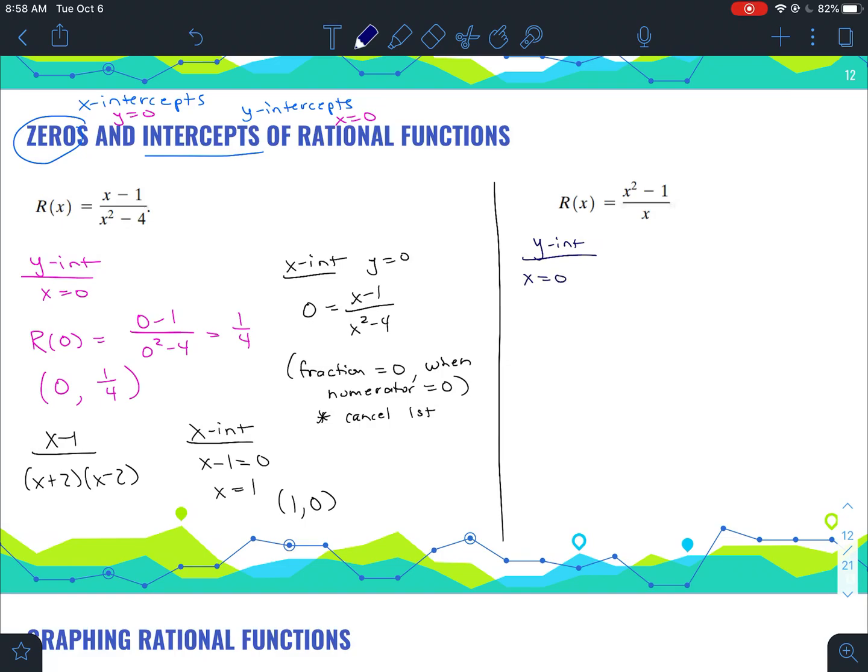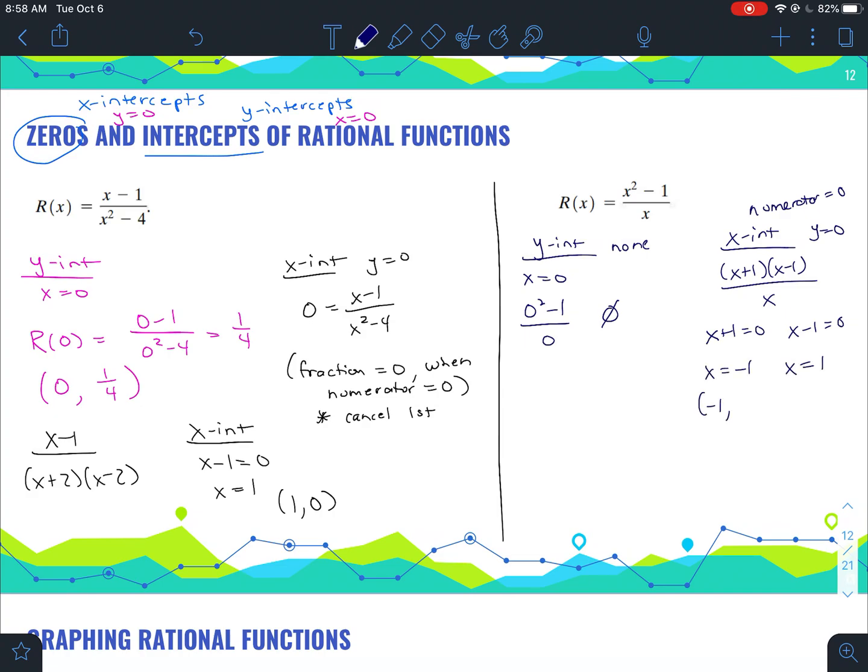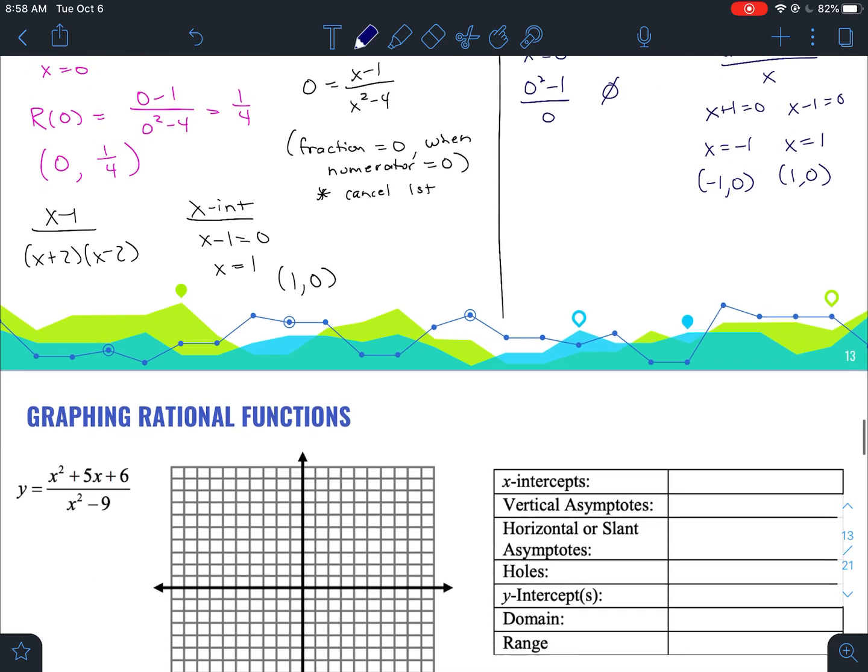So again, to find a y-intercept, you let x equal 0. So in this next one, I would get 0 squared minus 1 over 0, which is undefined, so there are no y-intercepts. To find an x-intercept, factor and cancel, so (x plus 1)(x minus 1) over x. Nothing cancels, so x-intercepts are when the numerator equals 0 after you factor and cancel. So x plus 1 is equal to 0, x minus 1 is equal to 0. So this graph would have x-intercepts at negative 1 and positive 1. So negative 1, 0, and 1, 0.